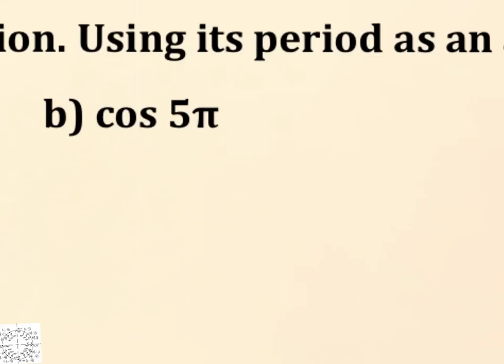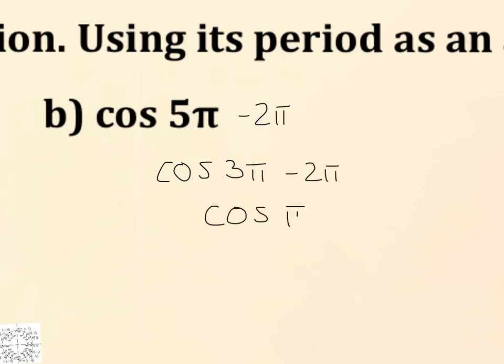All right, and the next one, we're using the period to help us identify cosine at 5 pi. Remember, we want to take away as many cycles as possible, so I'm going to take away 2 pi. But what happens when I take away 2 pi? I end up with cosine at 3 pi. Do I still have 2 pi inside 3 pi? Yes, so you have to take that cycle away as well, and then we end up with cosine at pi.